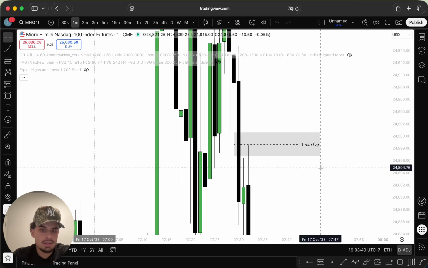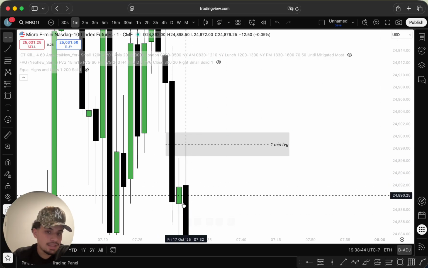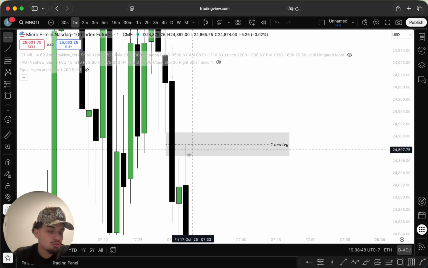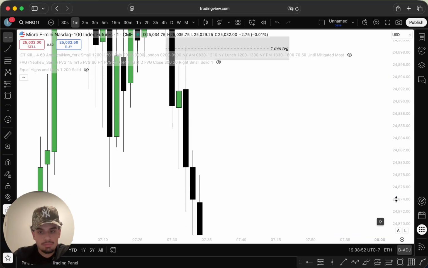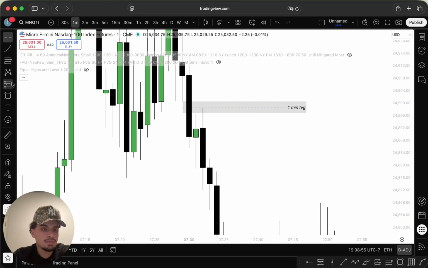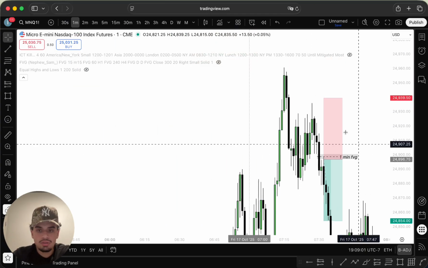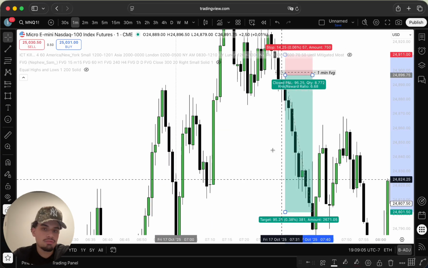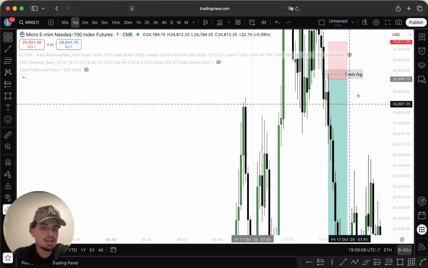What is this fair value gap doing? Price traded into this candle, traded into the 1-minute fair value gap, respected it, and is now trading lower. So many people use fair value gaps like this as an entry. Wherever they want to put their stop, it does not matter. They put the stop there and let the trade run because they have conviction that this fair value gap is going to get respected.